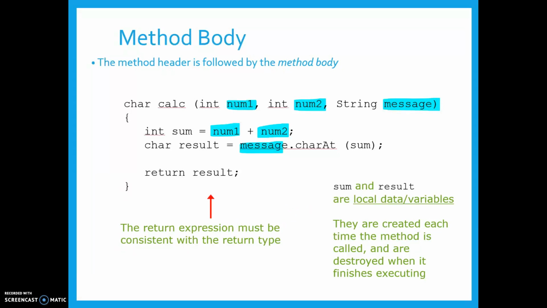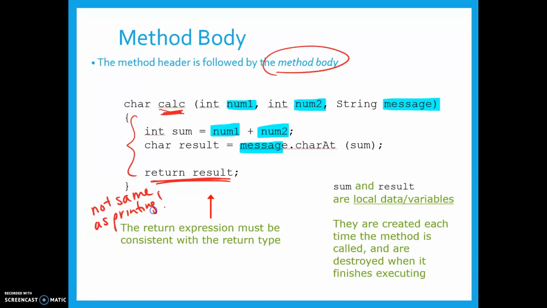Now, the code that is inside these curly braces is called the method body. And if our method header says that we return something, then we must have a return statement. If our method is a void method and it returns nothing, then we do not need a return statement. Now, it's important to realize that returning is not the same as printing, okay? So this is not the same as printing. And that is a common mistake that students make.